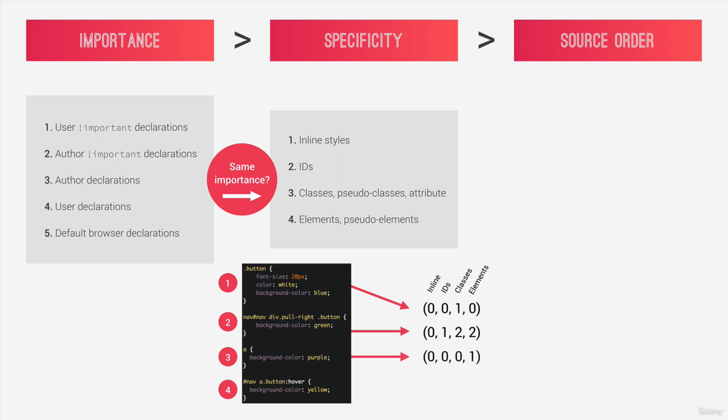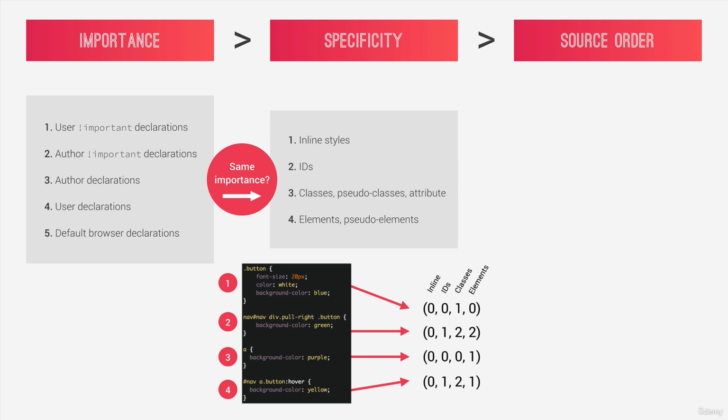Selector number 3 is very simple. It's just an element selector, and so the specificity is 0, 0, 0, 1. And now the last one, selector number 4. First again, we have the nav ID, so it's 1 for the ID. Next, we have a class, the button class, and also a pseudo-class, which is hover, which makes it 2 for the classes category in total. And since there's also one element selector, the final specificity is 0, 1, 2, 1.